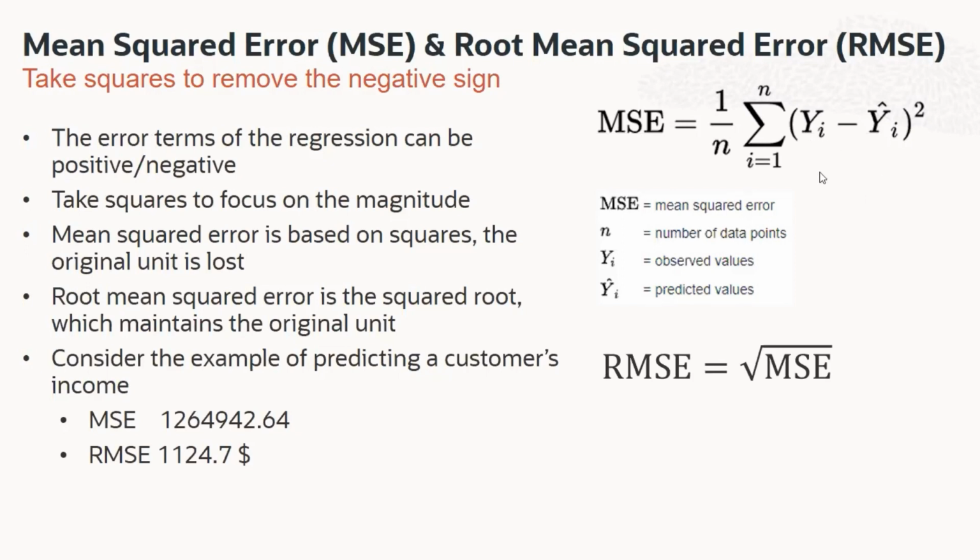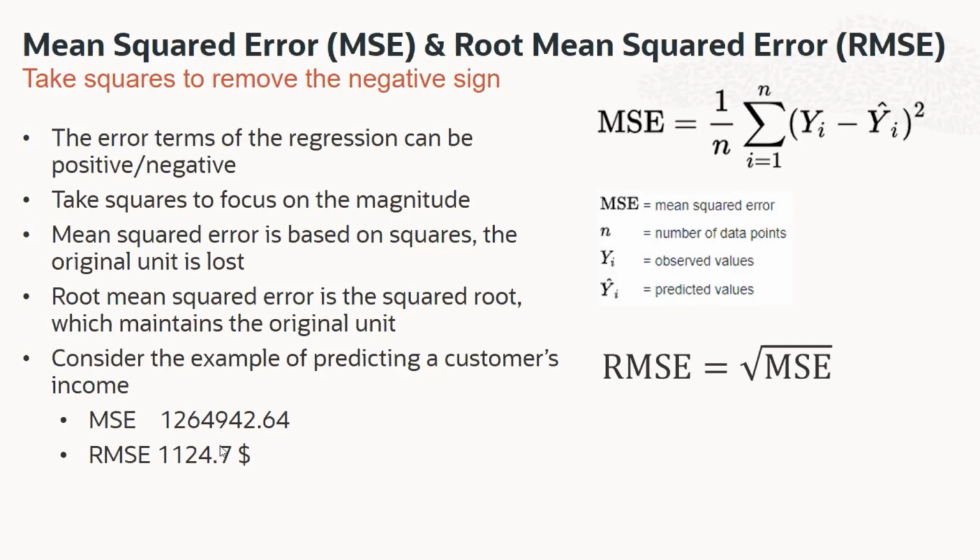One drawback of this approach is that after you take the square, the unit is lost. For example, if we want to predict the customer income, the unit is dollars, and if you take the square, it's not easy to interpret. So one way is to take the square root, right?